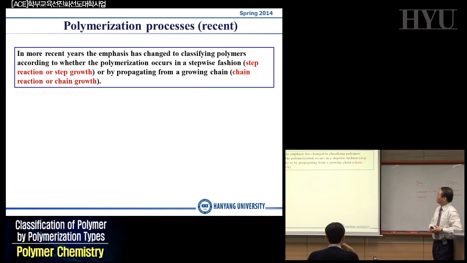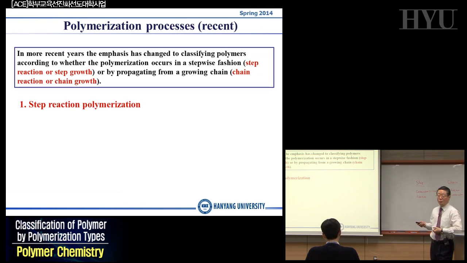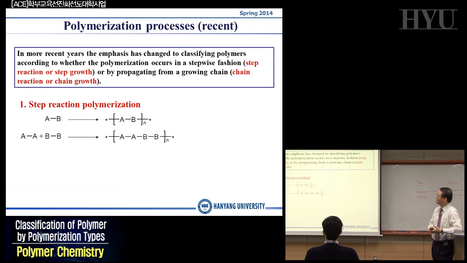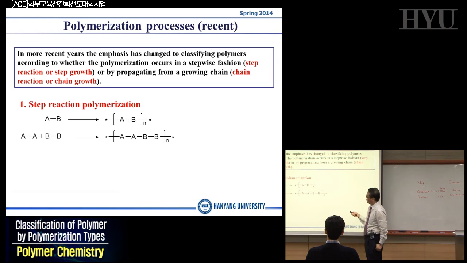But in more recent years, we need to talk about step and chain growth, and classify this into step reactions and chain polymerization reactions rather than addition and condensation reactions. In step growth reactions, we have two types of step-growth polymerization reactions.